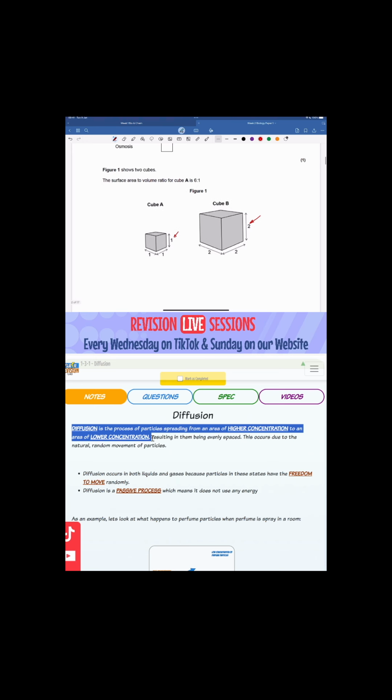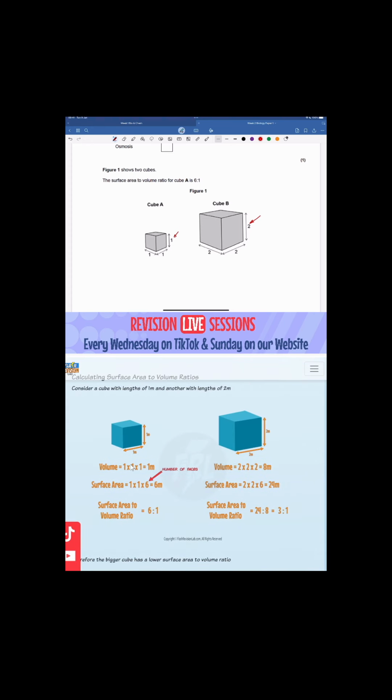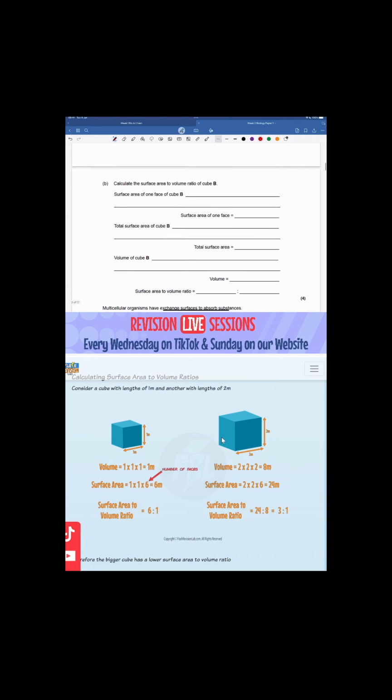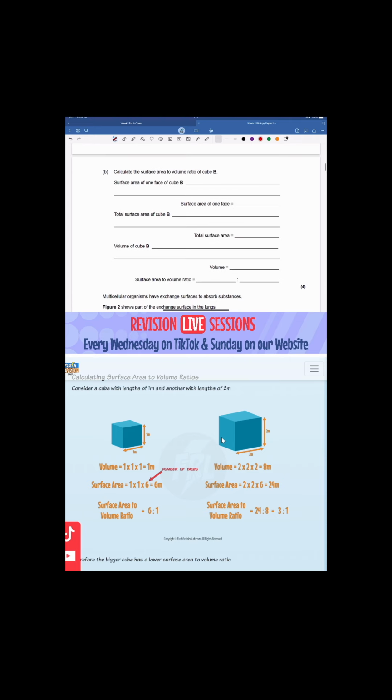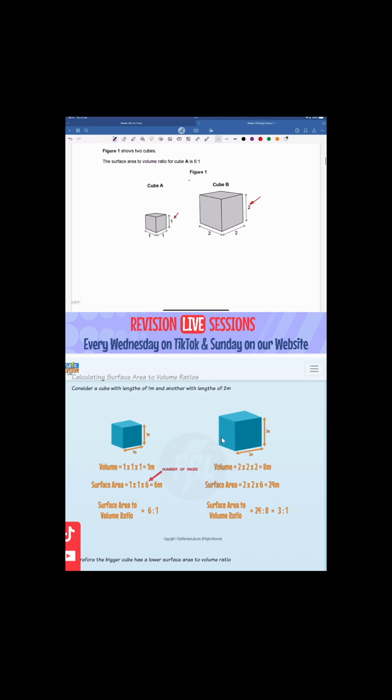Okay, so this one, yeah. So we've got two cubes. On my notes, we've actually got this exact same example. So look at this one here. We've got one cube which is 1 meter by 1 meter, and another cube which is 2 meters by 2 meters. The question's asking, calculate the surface area to volume ratio of cube B. So cube B is this one here. That's the 2 by 2 by 2 cube.